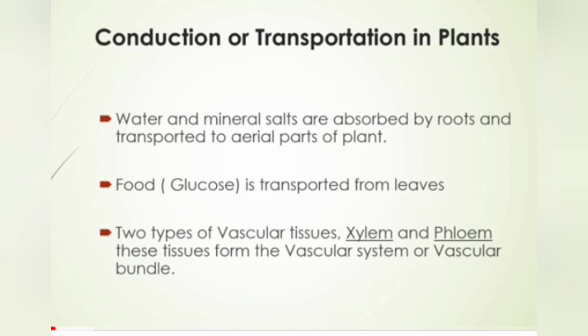Conduction or transportation in plants. Conduction of sap. The water absorbed by the plant is also called the sap because it is actually a dilute solution of minerals. The upward movement of the water or the sap from the roots towards the top of the plant is called conduction or ascent of sap. It occurs through the tracheids and vessels of the xylem tissue. There are many forces which can be suggested for the rise of cell sap. First is the capillary force, second is the root pressure, and third is the transpiration pull.